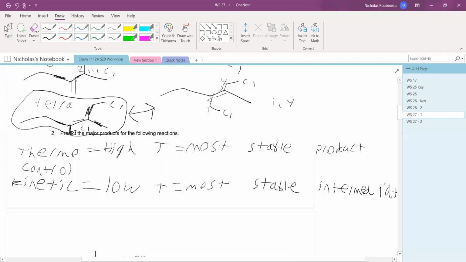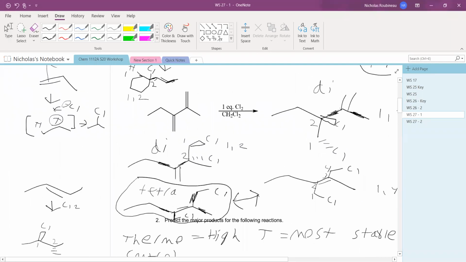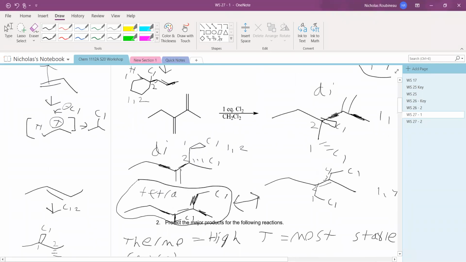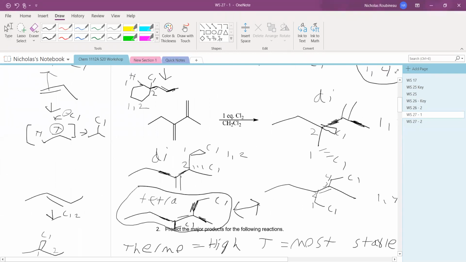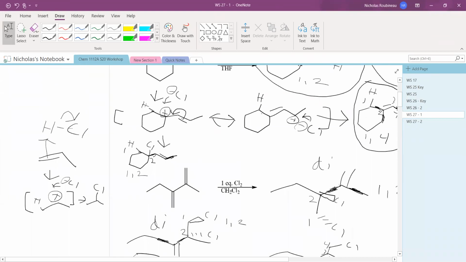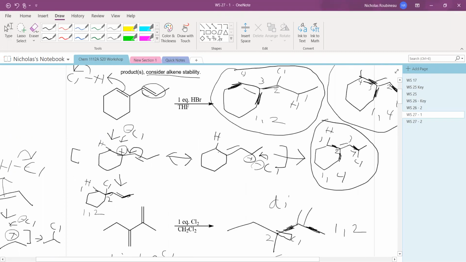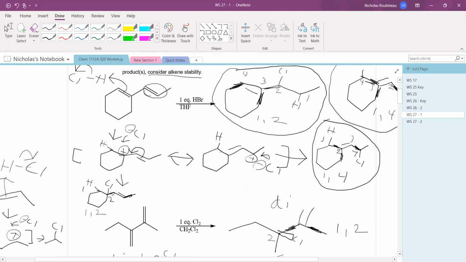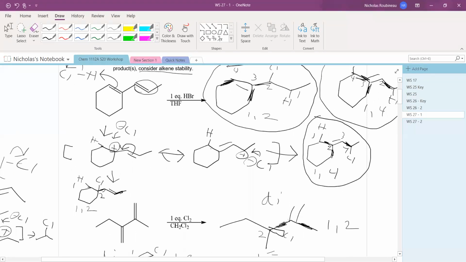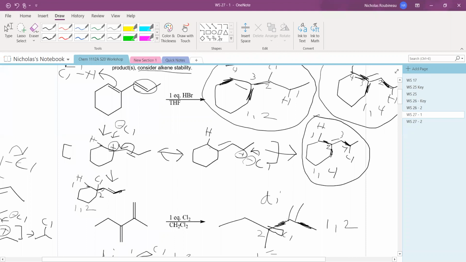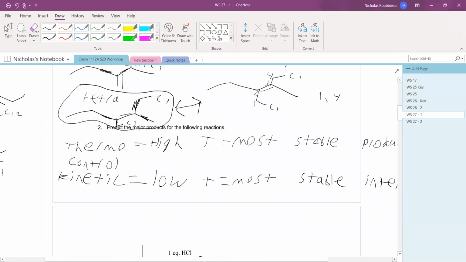But you get the product from the most stable intermediate, and the intermediate is a carbocation. So you're just looking for the most substituted carbocation, which you don't necessarily have to draw the mechanism, but it can help to see that wherever the carbocation was, that's where the chlorine ended up. So you could theoretically just look for the 1,2 or 1,4 products with the most substituted halogen, and that would be your kinetic product. That's one way you could remember that.